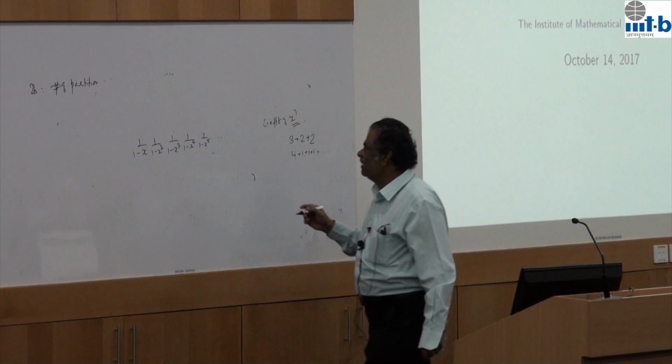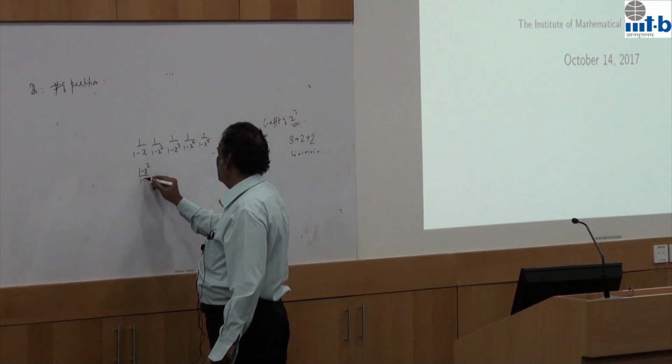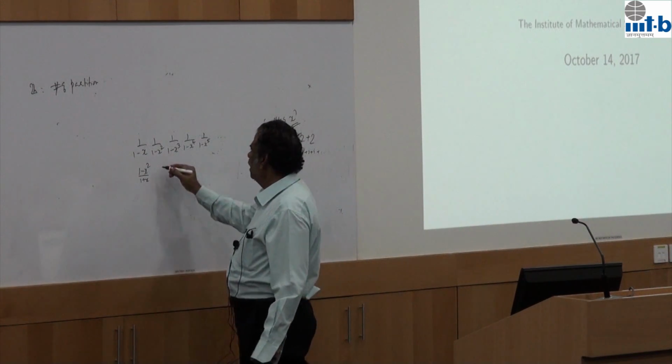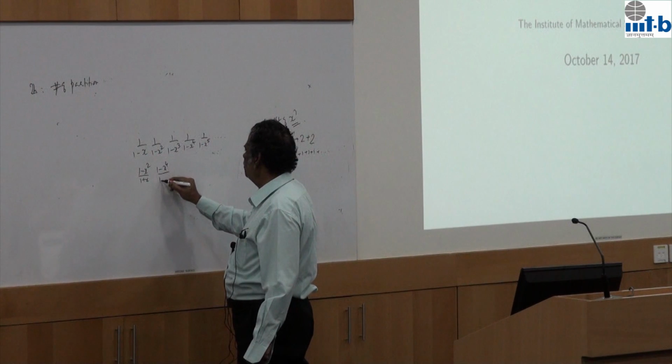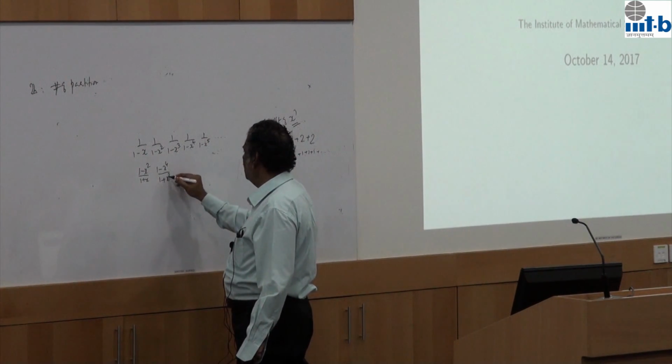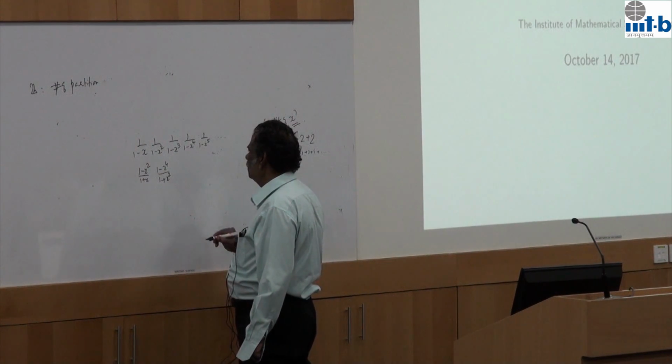This let me write slightly differently. 1 by 1 minus x is nothing but 1 minus x square by 1 plus x, and this is 1 minus x power 4 by 1 plus x square, and then the other way.